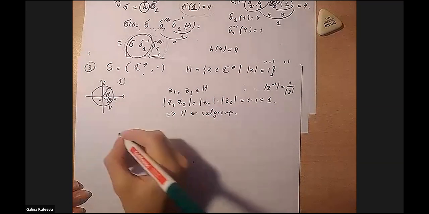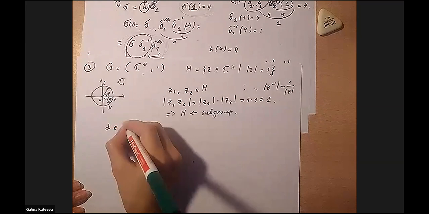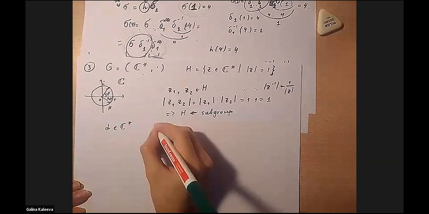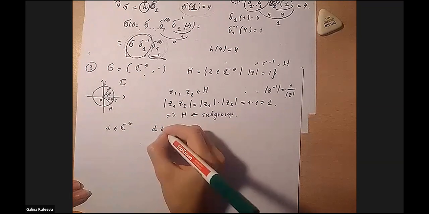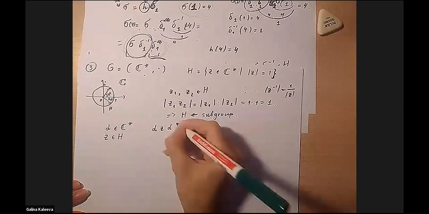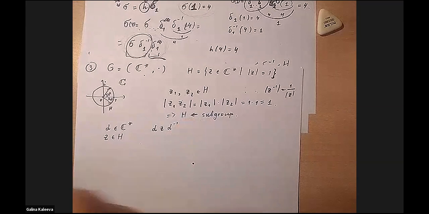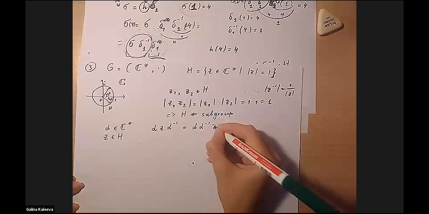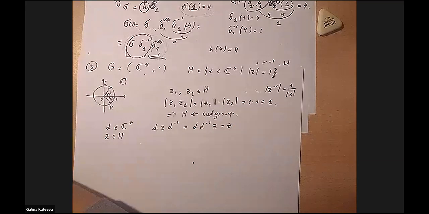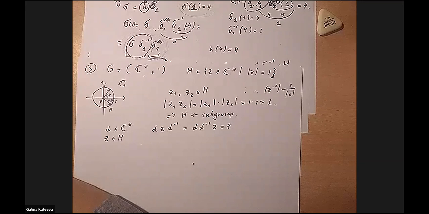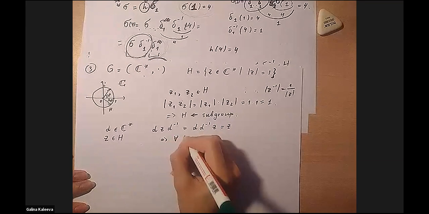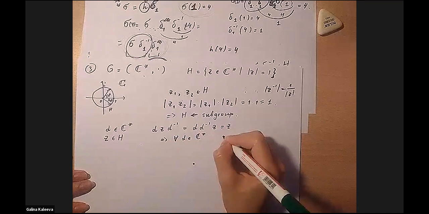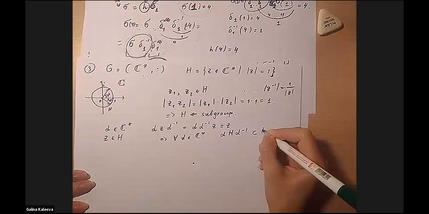How do we check this? We have to take some alpha from our group and multiply some z from our subgroup by alpha and alpha to the minus first power, left hand and right hand, right? So here it equals alpha to the minus first power z. It equals that because complex numbers are commutative. Agree? Yes. Okay, complex numbers are commutative, so it implies that for every alpha, alpha z alpha to the minus first power belongs to H.